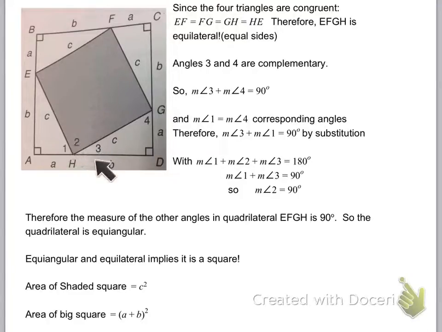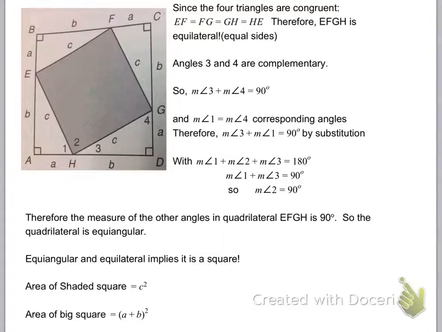And 1, 2, and 3 form a straight line, so they should add up to 180. But if 1 and 3 add up to 90, that means 2 has to equal 90. I'm going to pause it, make sure we're all there.